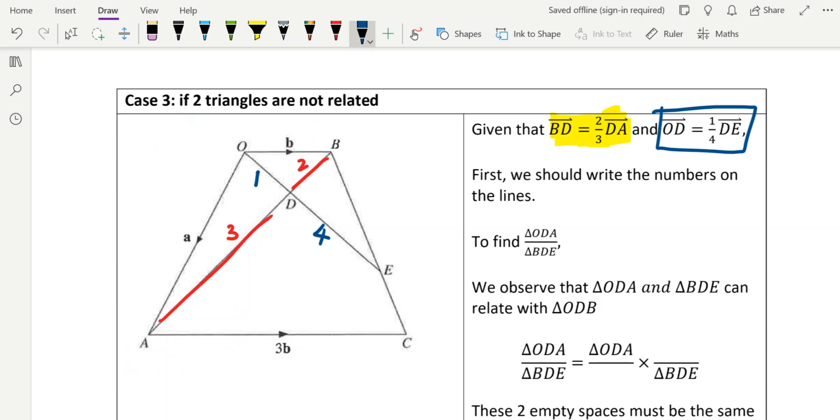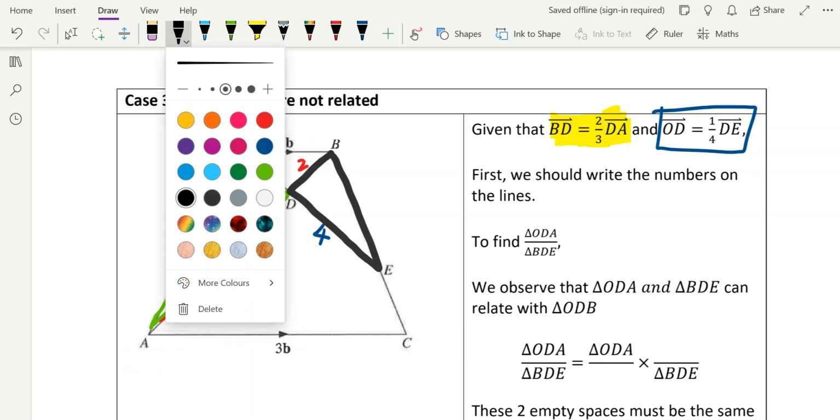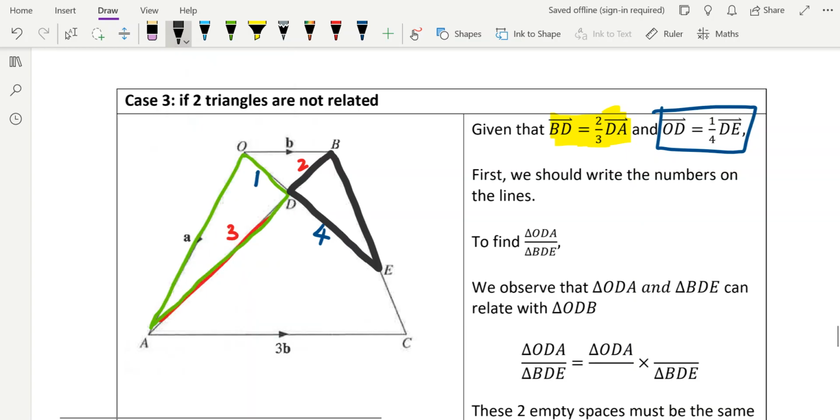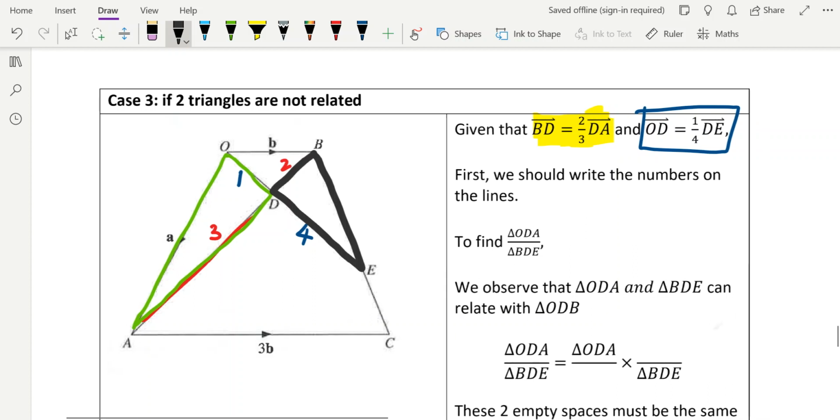As long as you write the numbers there, you know which line we're talking about, which is very important. Now the triangles that we are looking for are ODA and, again I will use black, DBE. When you are going to do a question like that, always ask yourself, number 1, are they similar? Obviously they are not similar. Number 2, do they share a common height or not? They don't share a common height. So that's where case 3 comes in.